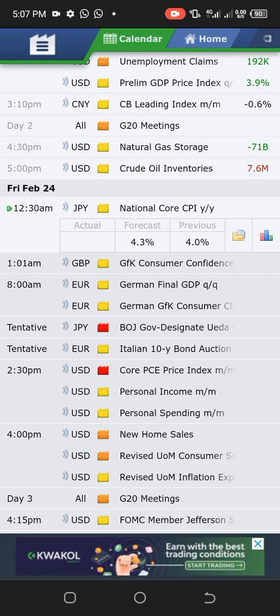Now forecast is like anticipating the next time this news will be released. They are forecasting. Professional traders forecast, okay, since the last result was 4.0%, now we are forecasting that the next one will be 4.3%. They forecast, you can forecast.